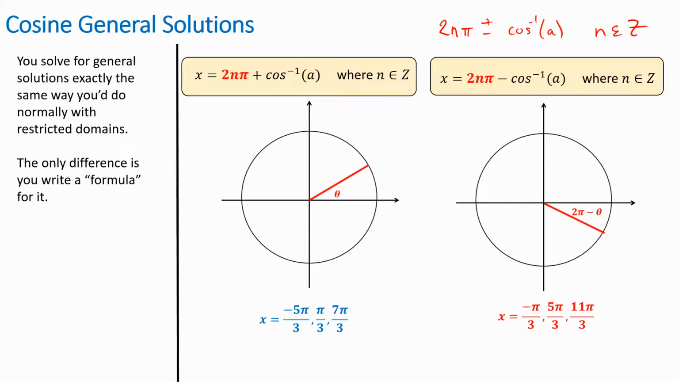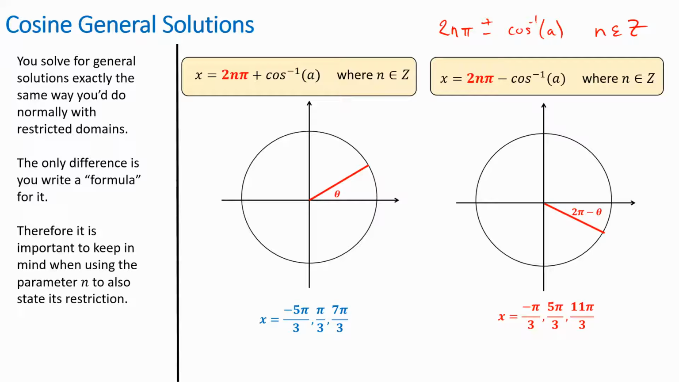Okay? So again, just to summarize for the cosine, you solve for general solutions exactly the same way you'd normally do for restricted domain. The only difference is you're writing the formula for where your starting point is. So it's for every 0, 2 pi, 4 pi, 6 pi, 8 pi, and that's what 2n pi is accounting for, depending on n. So if n is 0, n is 1, n is 2, every time you times it by 2, it gives you an even number. That's the reason why you've got that general solution.